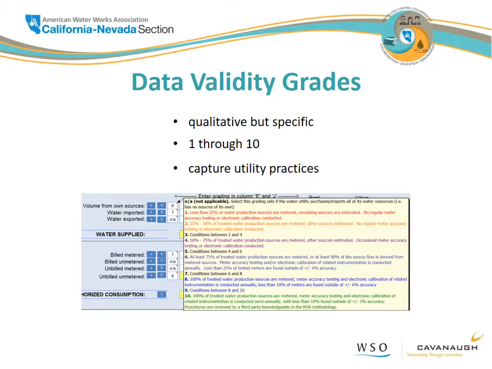But the data grade is qualitative but specific, and the way this works is looking to assign an overall grade out of 10 to the particular input that captures how reliable we believe the number to be, and it's supported by the utility's practices around how that number is generated. In a little bit, we'll talk about specifically walking through that process of selecting the right grade and talking in a bit more detail about that.